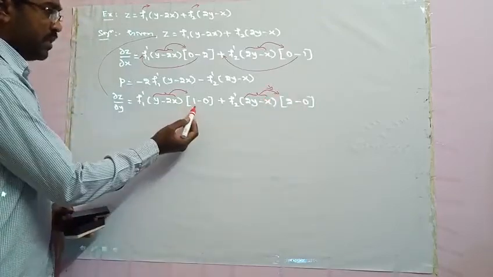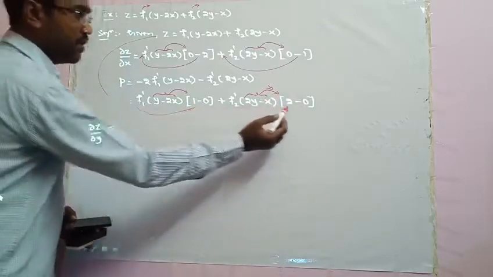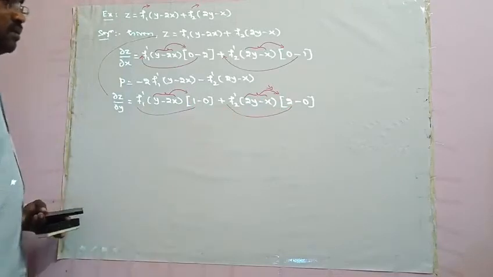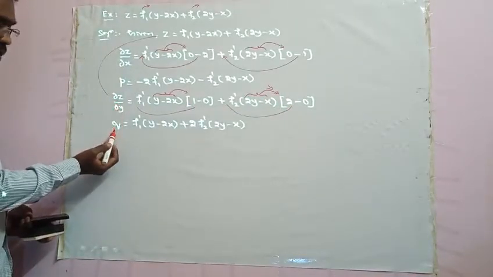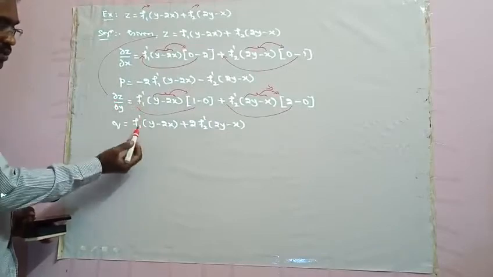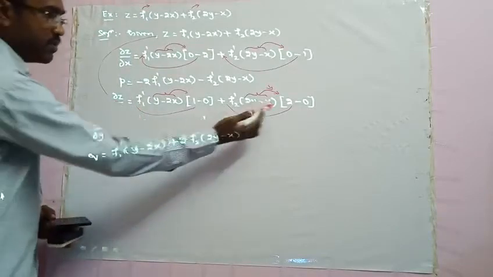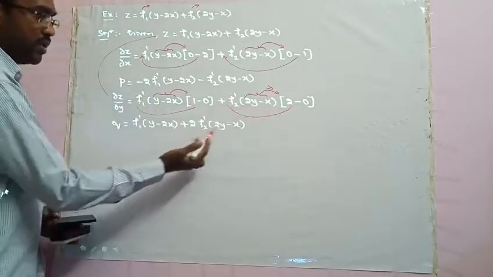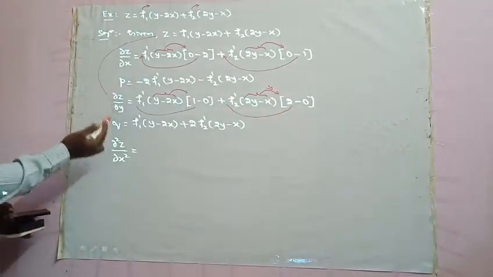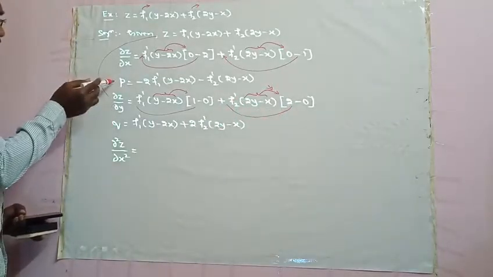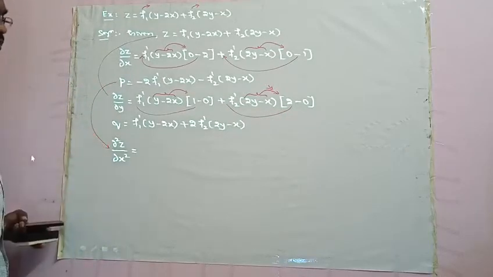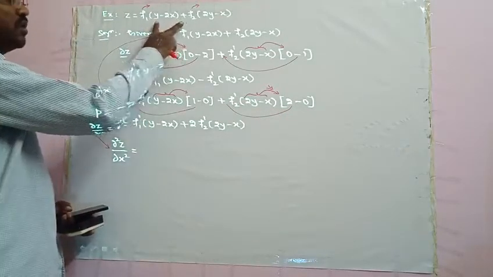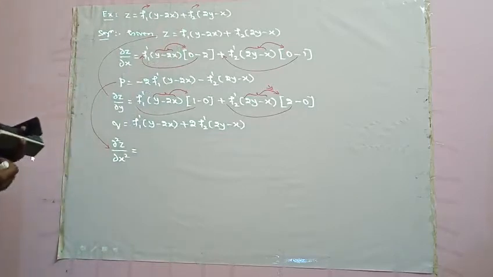Now let us multiply this in the beginning here and this in the beginning here. If you multiply, dou z by dou y is taken as q is equal to f1 dash of this plus 2 times f2 dash. So this is our p and q we got. Let us differentiate p once again with respect to x, double derivative, because we have two functions. We should go for second order partial derivatives.